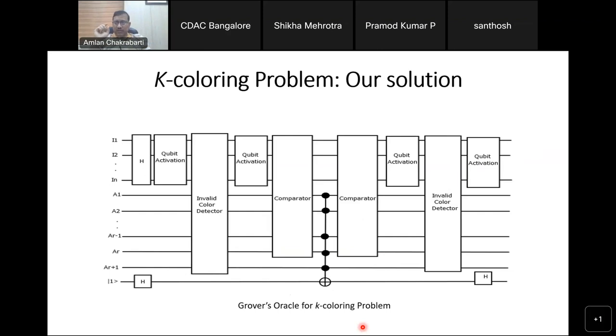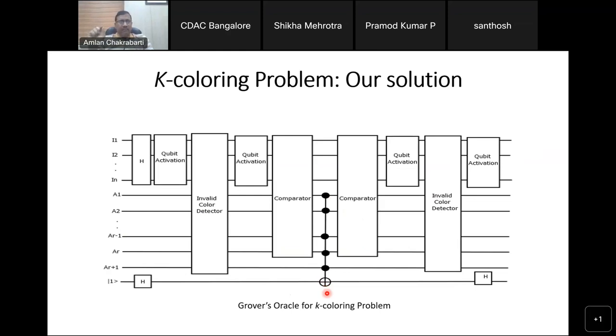Now, this is one of our works, where we have developed the Grover's oracle for the K coloring problem. It is a Grover's oracle because you will see that there is a flip in the phase of what we try to measure.